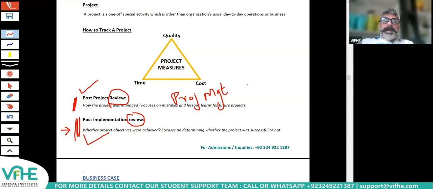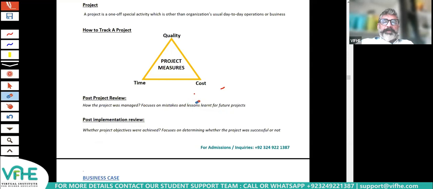All right, so are we clear on these two terminologies? What is post-project review and what is post-implementation review? In my opinion, this one is more important in the sense that it is here that we are checking whether the objectives are achieved or not. It is based on this that we decide whether the project was successful or a failure.